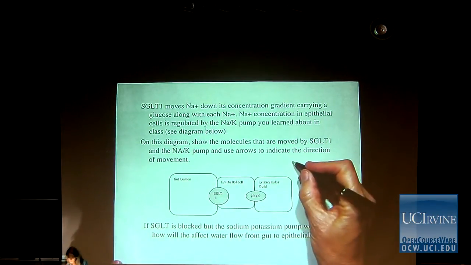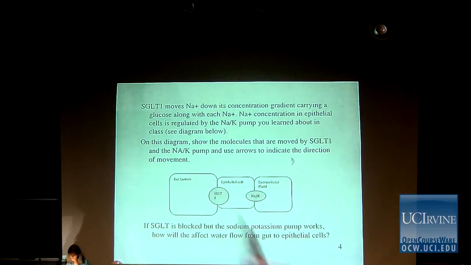Okay, so we know the sodium-potassium pump, right? So here, where the diagram is, this is the gut lumen. Here's your epithelial cell, and here's the extracellular fluid. And so we tell you the SGLT1 transporter is here, in between the gut lumen and the epithelial cell, and then the sodium-potassium pump is here. So let's start with the sodium-potassium pump. You know what's being pumped by this, right?